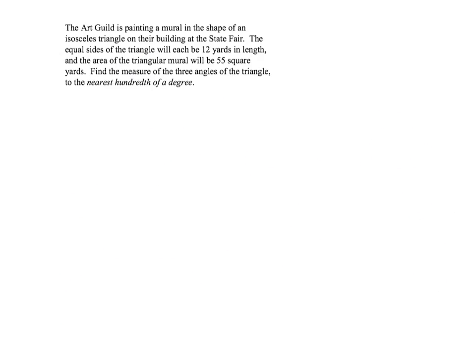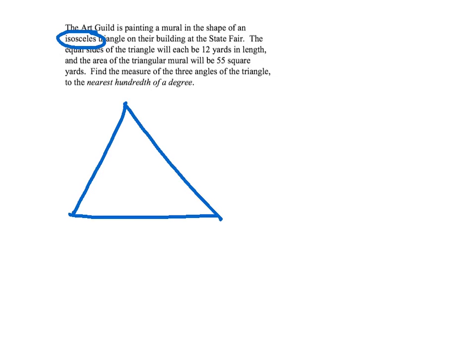Well, we've made it to the last question of the night. The art guild is painting a mural in the shape of an isosceles triangle. So let's go ahead and sketch that out. Remember that the word isosceles means 2 equal sides and 2 equal angles. So I'm going to mark my 2 equal sides, and I'm going to mark my 2 equal angles. Remember that those sides that you mark point to the equal angles.